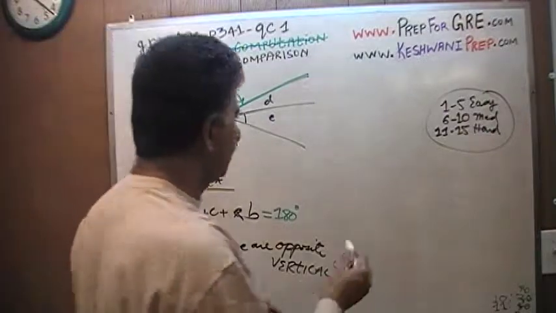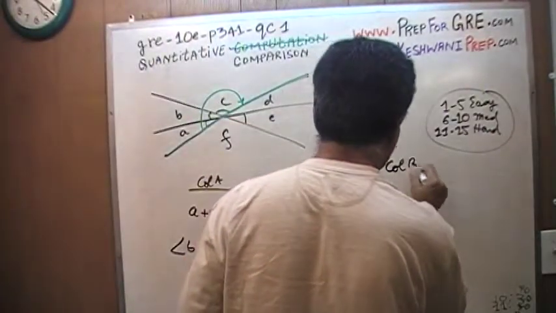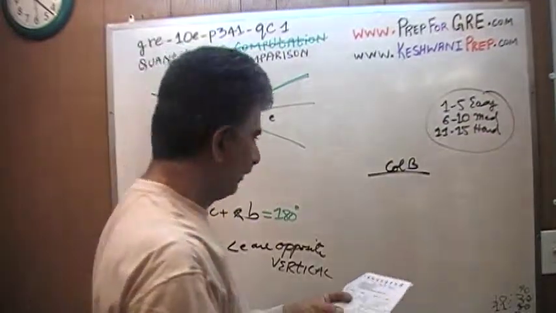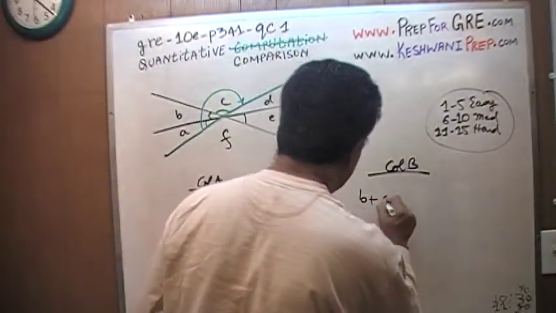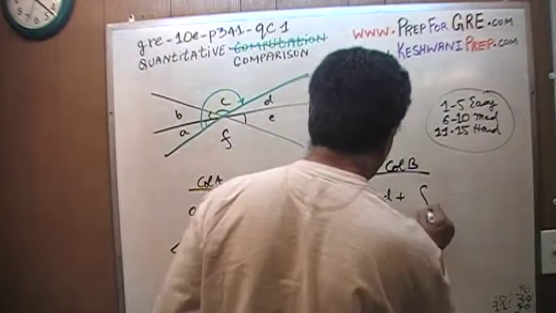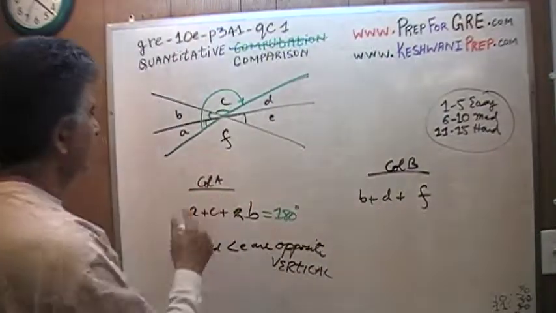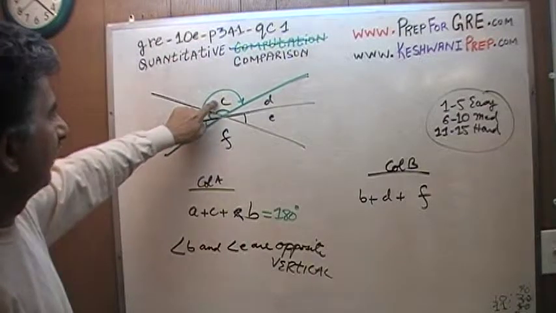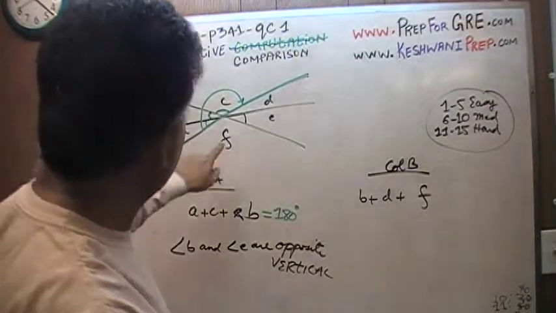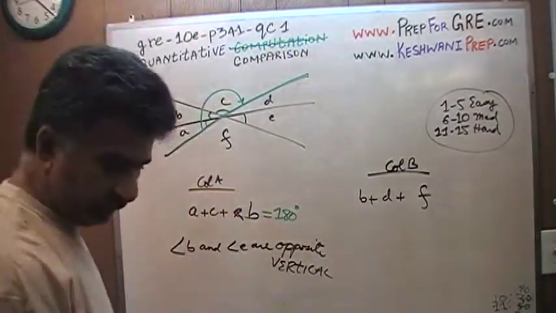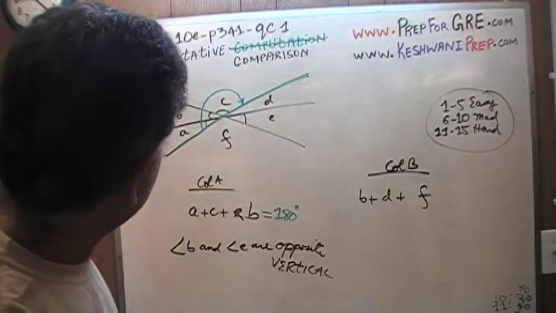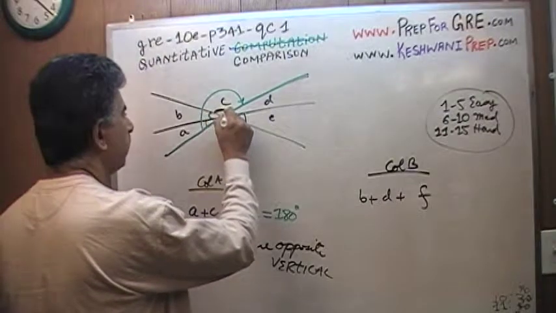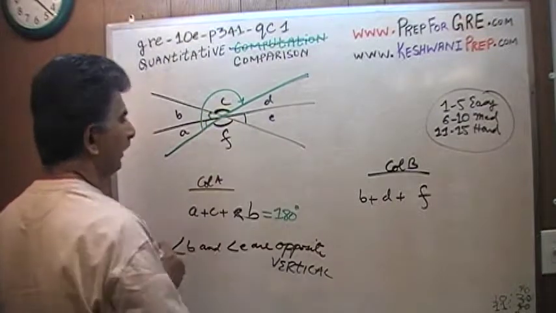Let's look at column B. As I said, these are very straightforward questions because they are beginning ones. B plus D plus F. And same logic would apply with F. Now angle F is opposite to angle C. Angle F is opposite to angle C. So I'm going to, I don't know if you can actually see it, right here, angle C is opposite to angle F.